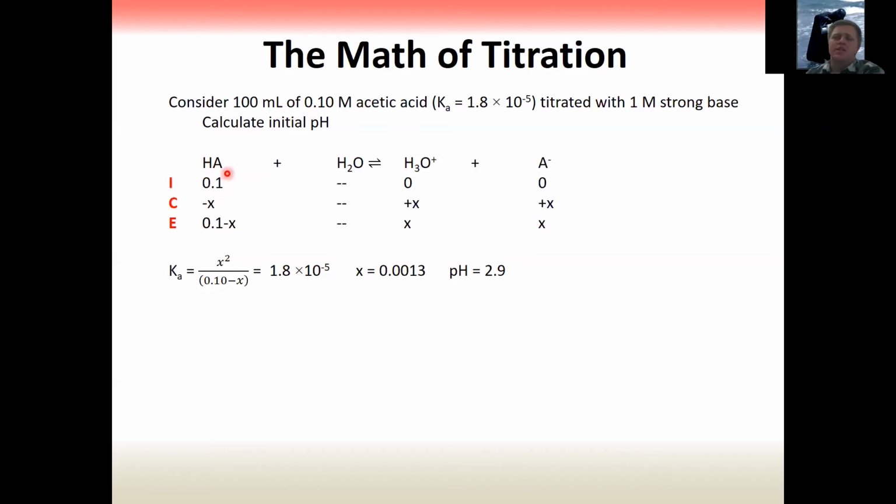Our initial concentration for our HA is just going to be the 0.1 molar that's given up there. Our initial concentrations of the H plus and the A minus, of course, are going to be 0. There is going to be some small amount of H plus from the autoionization of water, but we're going to assume that's small enough that it's not going to matter here. And of course, that's going to be true given this high concentration of acetic acid.